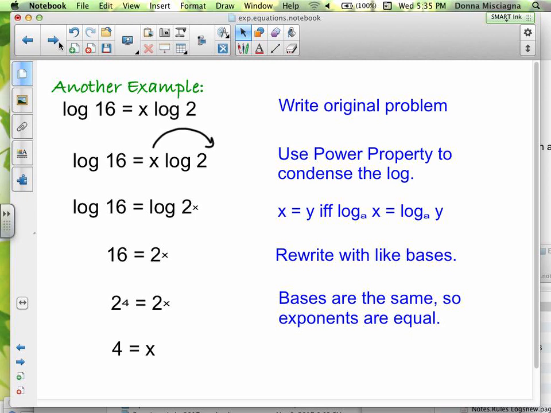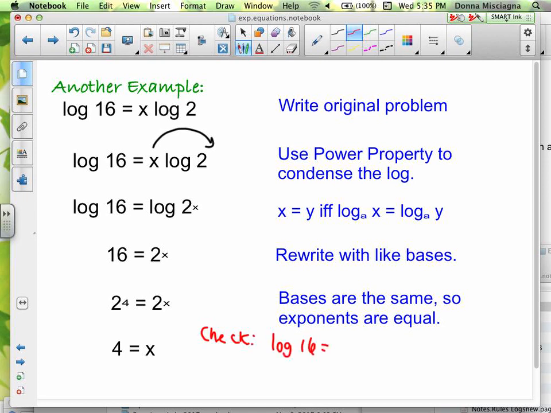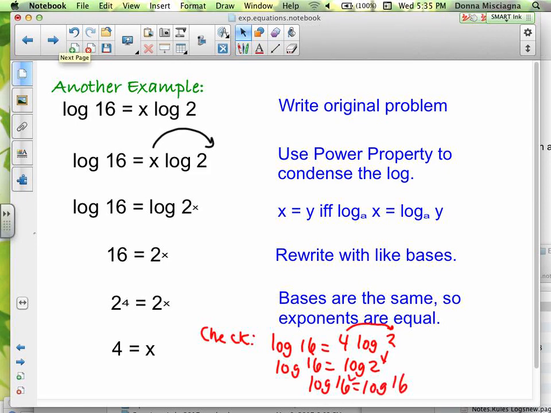And let's check our solution. All right, so we have log 16 equals 4 times log 2. And now I can simplify that. The 4 can move back. Log 16 equals log 2 to the 4th, and 2 to the 4th is 16. Log 16 equals log 16, irrational but a perfectly good solution. All right, we're done with that one. Let's do another one.